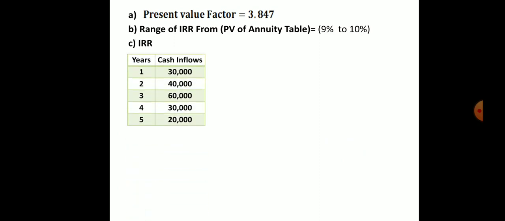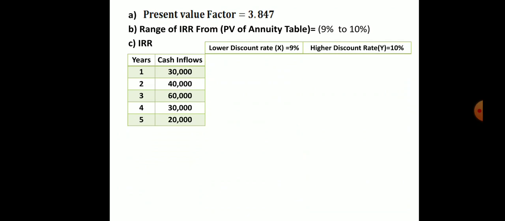So we have found the range of IRR from the present value of annuity table, which is 9% to 10%. This is our range, and for IRR we have to calculate. Both are discount rates, but 9% is the lower discount rate and 10% is the higher discount rate. For both we have to find the present value of cash inflow.